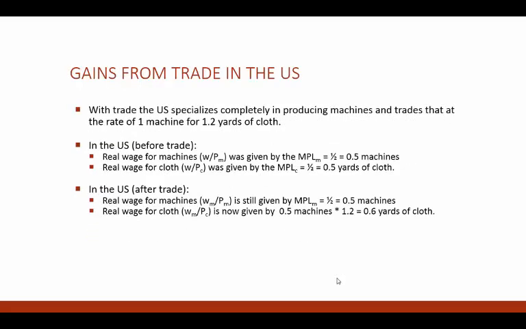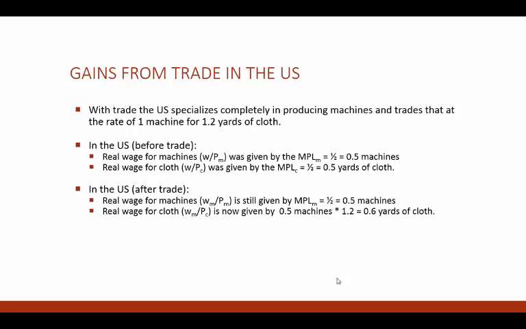The gains from trade can now be seen in terms of consumption possibilities for both goods, that is, in terms of the real wage for both goods. Before trade, the real wage in the United States for machines was 0.5 machines. After trade, it is still 0.5 machines. The real wage for cloth was 0.5 yards of cloth before trade. After trade, it is 0.6 yards of cloth. So trade makes the US better off.